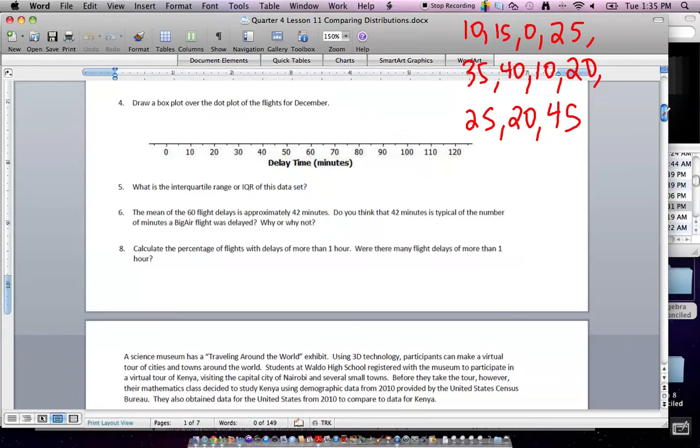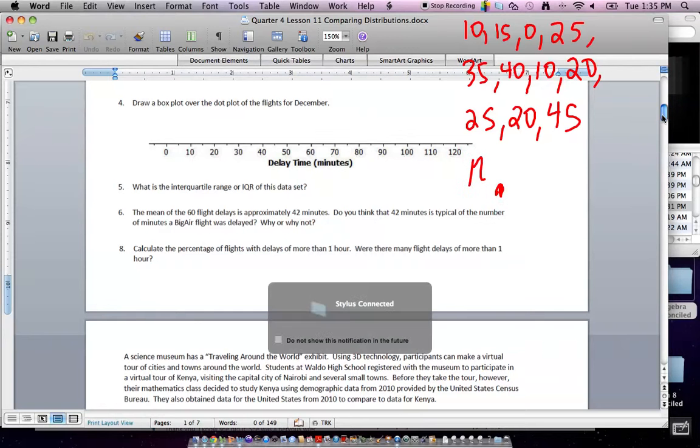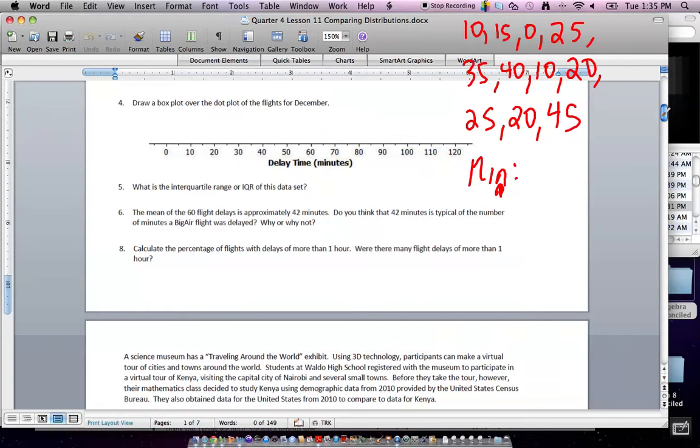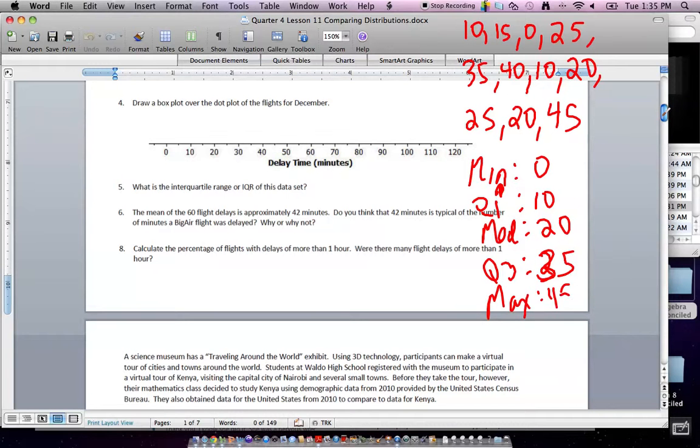All right. So there are 5 important points in this. The minimum, which is what? 0. First quartile, which is what? 10. Then we've got the median, also known as the second quartile. What's that? 20. And then the third quartile: 35. And then we have the max: 45. So now I go over here and draw this thing out.